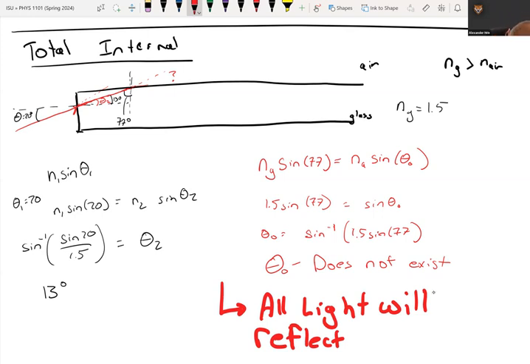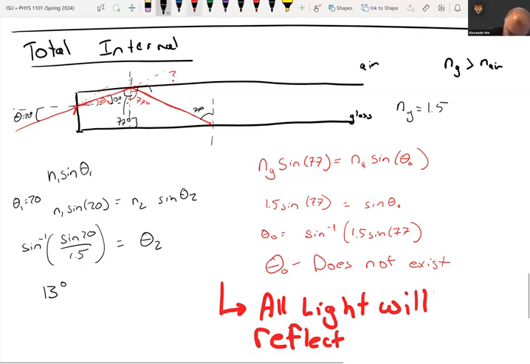Okay, so in that case, that angle is going to be 77 degrees, and we end up with the light bouncing off this way, like so. Now, when we get to here, we're going to have the exact same problem again, assuming these two sides are parallel, but we're going to have another 77. This means we have the exact same math problem to figure out what angle it leaves at.